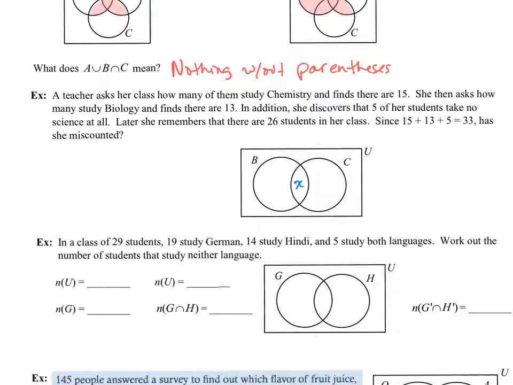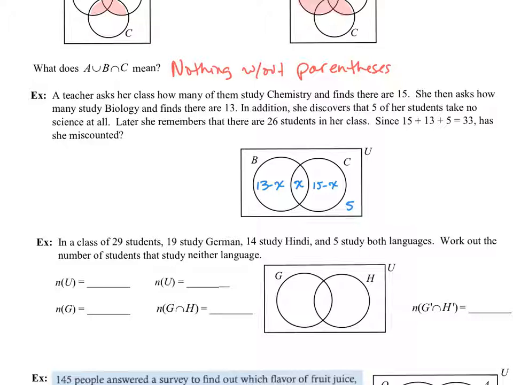So then what we can do is we can write an expression for these students here. These are the students that take biology only. Okay, so we have 13 total that take biology, X that take both sciences, so the expression for the number of students that take biology only would be 13 minus X, and likewise, since there are 15 students that take chemistry, and X students take both sciences, then 15 minus X would be the number of students that take chemistry only. And then let's not forget that there were 5 students that take no science at all, so they should be inside the universal set but outside of the biology and the chemistry circle, so I'm just going to put those 5 right there.